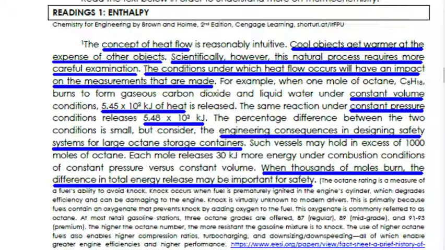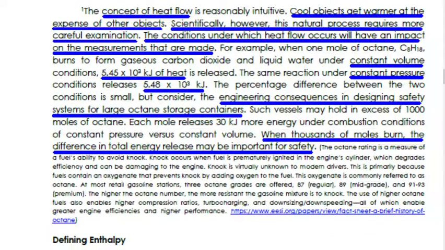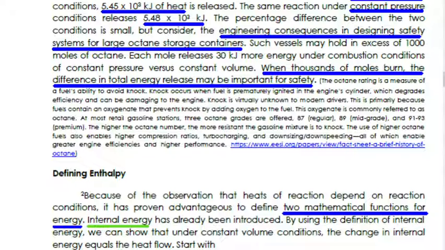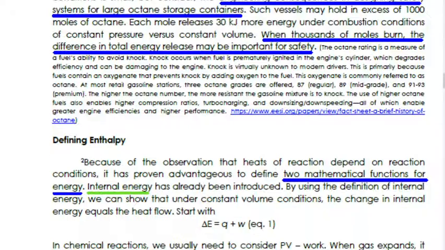Then we go to defining enthalpy. So we have two mathematical functions for energy. First is described and calculated in the previous modules, which is internal energy, which has a mathematical equation of delta E is equal to Q plus W, wherein W is equal to P delta V.